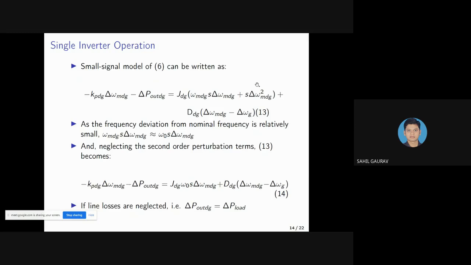Just remove this part, and where omega m DG is present, write it as nominal angular frequency omega naught delta omega m DG. So we can get the expression as like 14. This equation we can also say is the simpler small signal model of the active power control equation of VSG. And further, if we neglect the line loss, then we can write delta P out DG is equal to delta P load.